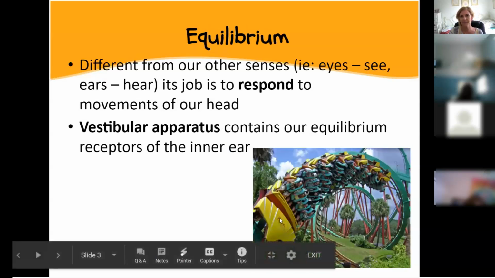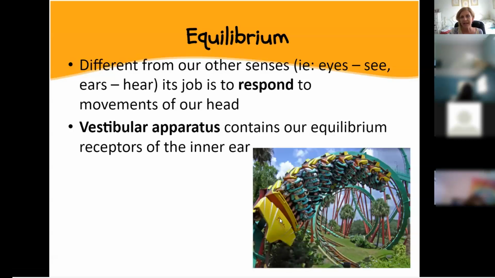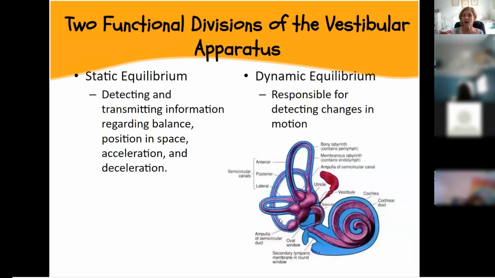So equilibrium is somewhat different than your other special senses in that we're responding to movements of our head, whereas all our other special senses are responding to stimuli outside of our body. So we're creating our own stimulus, and it's all in response to movement of the head. We looked at that big bony labyrinth, and you had the cochlea for the hearing, and then the vestibule, and then the semicircular canal. So the vestibule is really where you're looking at your equilibrium receptors. They are also hair cells, just like the hair cells for hearing.